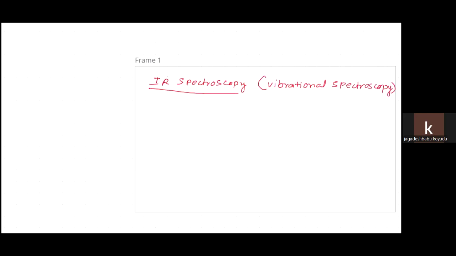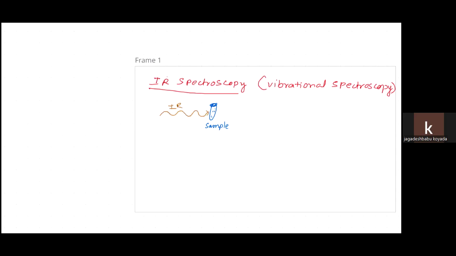What is IR spectroscopy? Generally, we have seen in the previous video microwave spectroscopy. Here, the sample interacts with electromagnetic radiation, and in this case we have to use IR radiation.